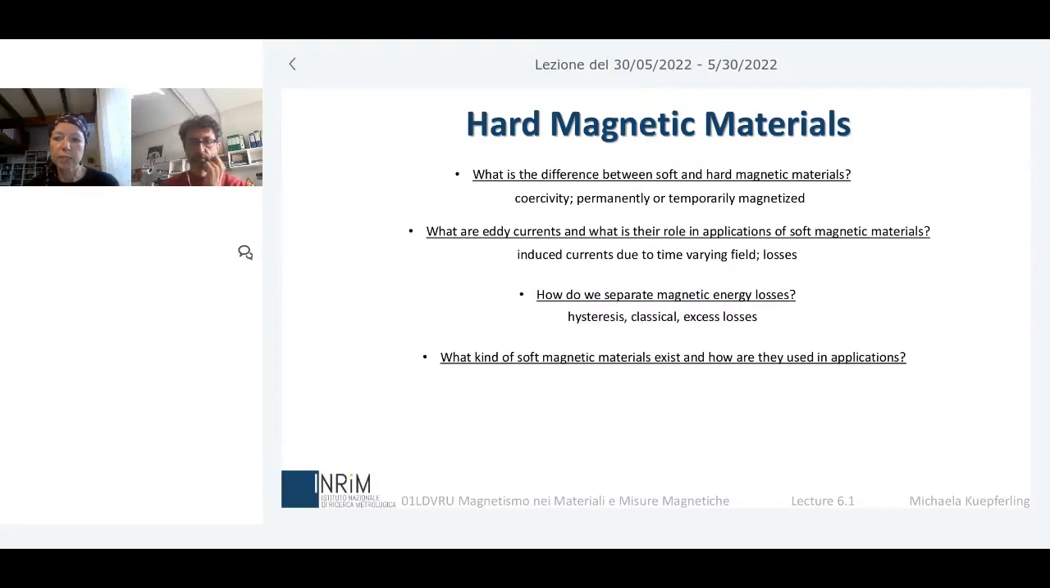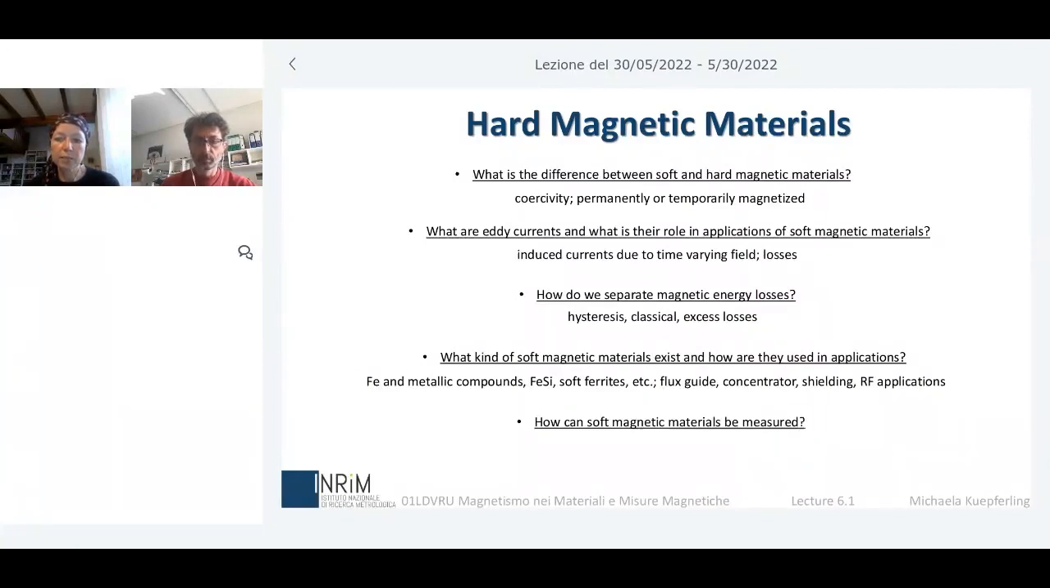What kind of soft magnetic materials exist and how are they used in applications? So we spoke about different kinds of materials, iron and metallic compounds, iron silicon, of course, for the motors, soft ferrites we used for high frequency applications. And applications, of course, are very different from flux guided DC applications to flux concentrators, shieldings, and then there are several kinds of RF applications such as antennas and so on.